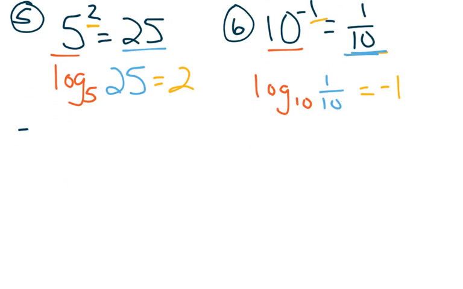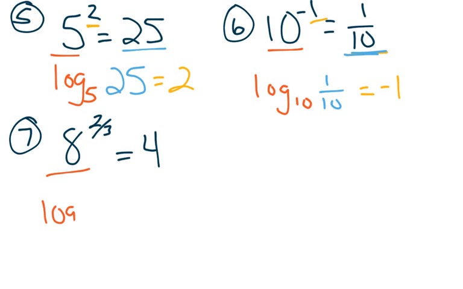Let's try a couple more here. Number 7. If at any time you want to try these on your own, feel free to pause the video and then I'll just go through it when you're ready. 8 to the 2/3 is equal to 4. Again, start with your base. Log base 8 of your answer, 4, is equal to your exponent 2/3. So log base 8 of 4 is equal to 2/3.